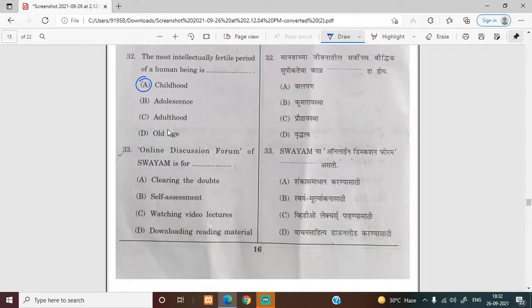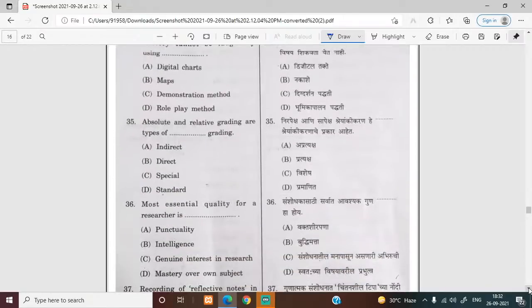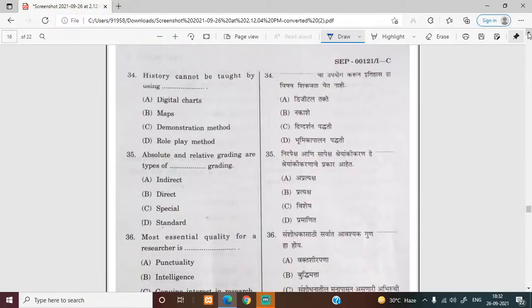The online discussion forum of Swayam is for clearing doubts, self-assessment, watching video lectures, or downloading reading material. Swayam is what? Study Webs of Active Learning for Young Aspiring Minds. So the online forum is for clearing doubts. That is the answer to question number 33. Next, question number 34.